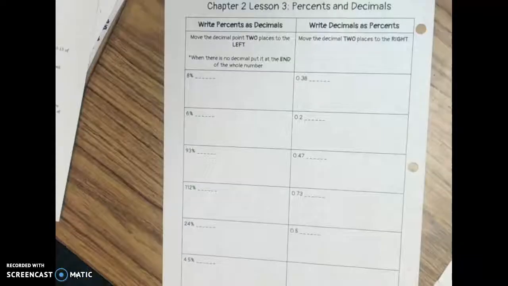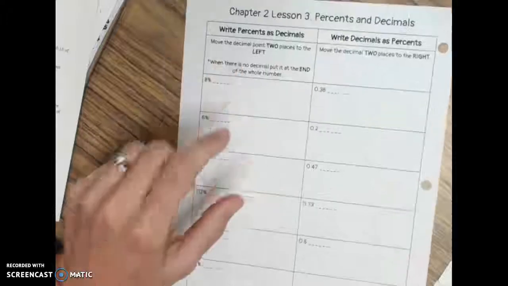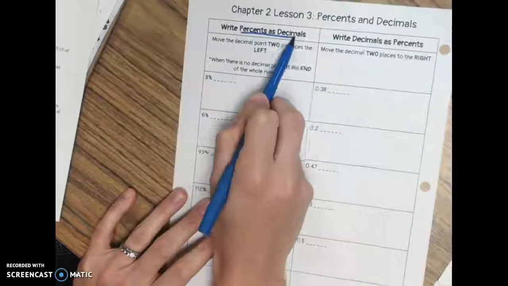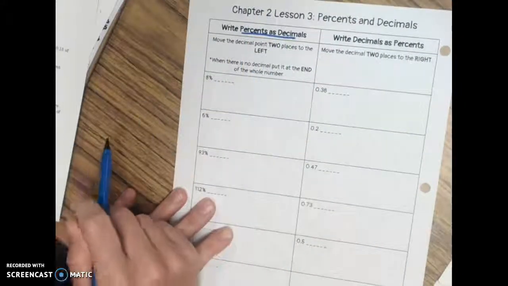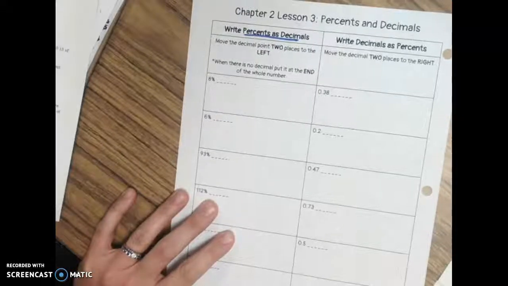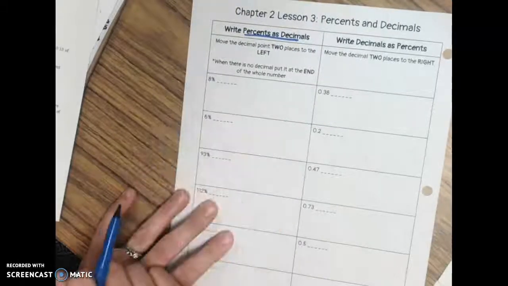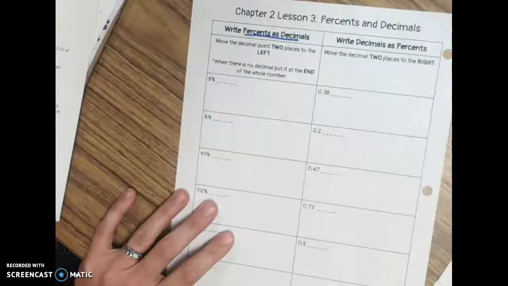In this lesson, we're going to look at Chapter 2, Lesson 3, Percents and Decimals. It's important when you're moving percents to a decimal, right here it tells you we're going to move the decimal point 2 places to the left. When there's no decimal, put it at the end of the whole number.